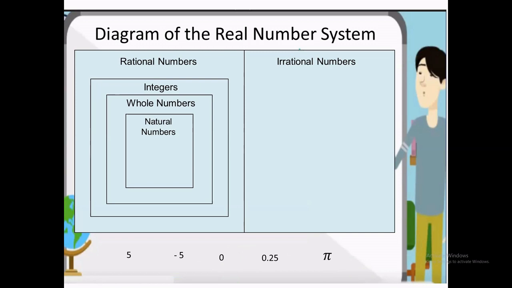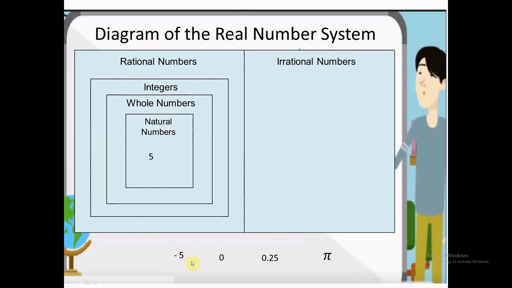So let's try to put on the numbers here. So I have 5. Where can we put 5 here? Positive 5. We can put it here because it is inside the natural numbers. It is inside the whole numbers. It also falls into integers and rational numbers.